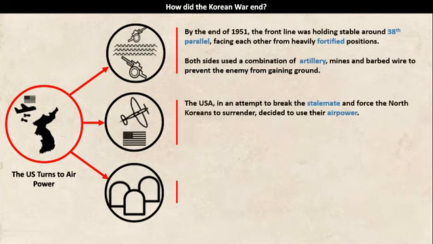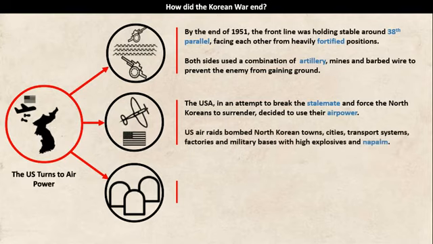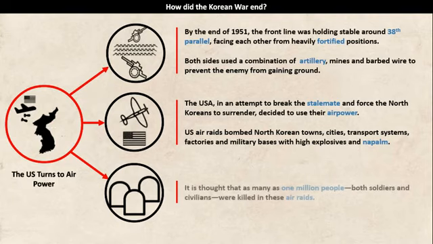Therefore, the US turned to a new strategy. And so, in an attempt to break the stalemate and force the North Koreans to surrender, they decided to increase their use of air power. This involved US air raids bombing North Korean towns, cities, transport systems, factories, and military bases. They did this using high explosives and napalm.